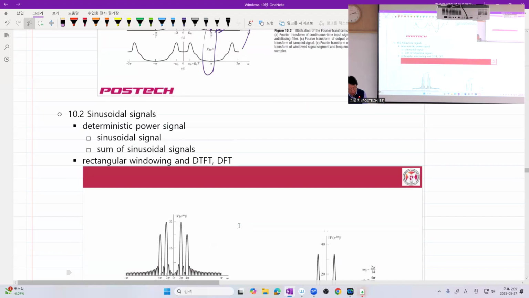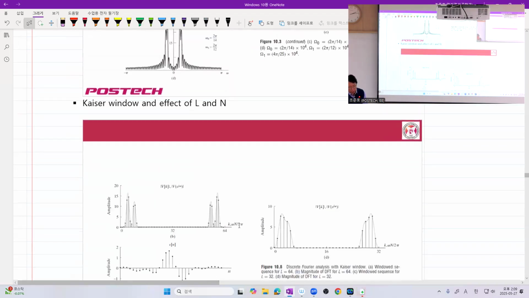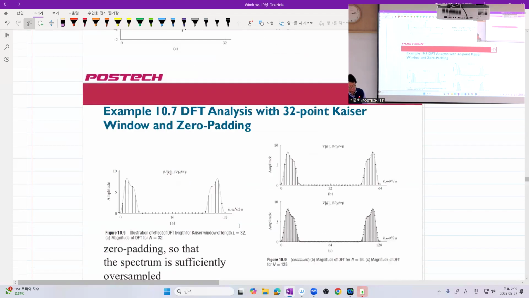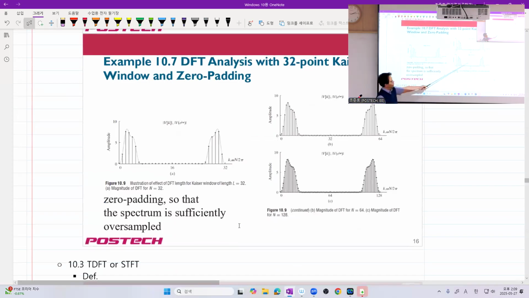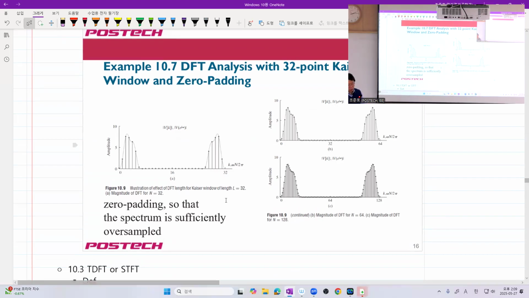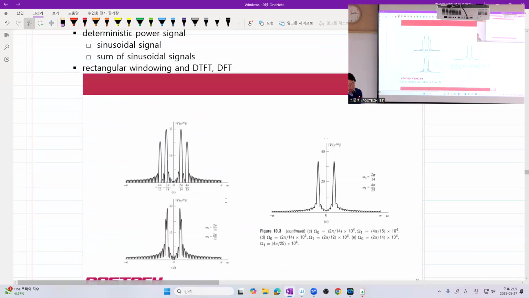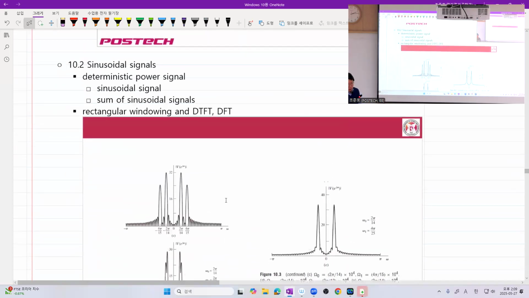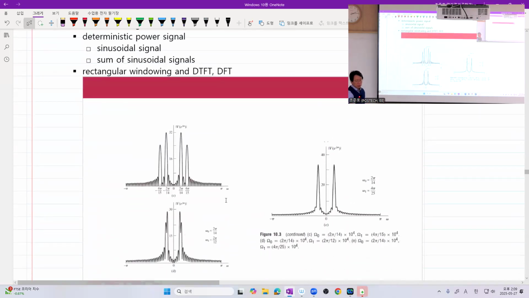So padding zeros and increasing N gives you finer and finer resolution without modifying the shape of this window. Got it? Actually, the window converges with the original signal. And this figure gives you an example when there are two sinusoidal signals and you use, I remember, a rectangular window.